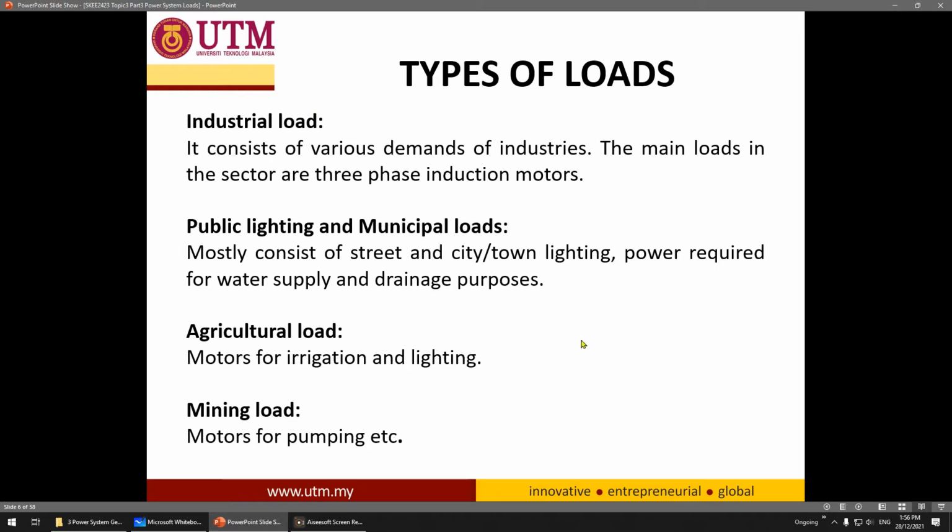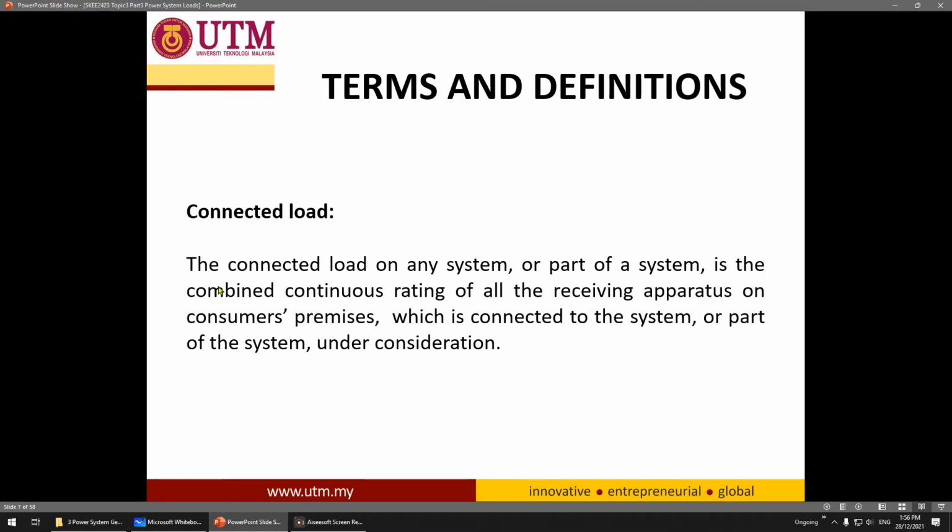Okay, TNB types. First, connected load. Connected load on any system or part of the system is the combined continuous rating of all receiving apparatus on the customer premises which are connected to the system or part of the system under consideration. I think no need to explain too much, it is just the load connected to the system.